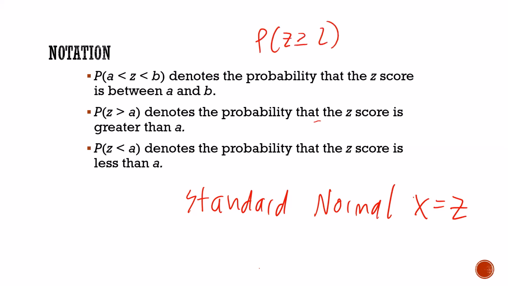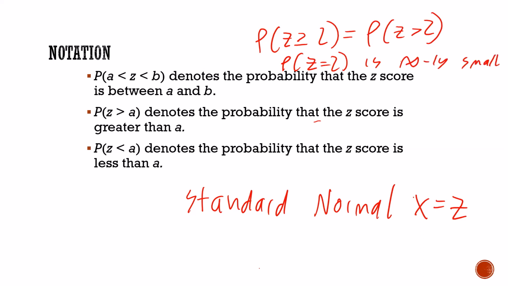the probability that z, right, we'll just say that these are the same thing, because the probability that z is equal to 2 is, it's not a standard notation, but it's infinitely small, right? Questions here on this notation?